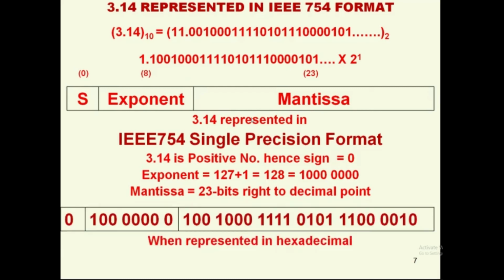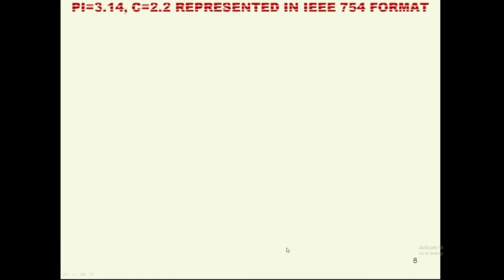When finally represented in hexadecimal, we can see 0100 0000 0100 1000 1111 0101 1100 0010. Okay, so 0100 is 4 and 0000 is 0, like this it goes on. So 3.14 binary equivalent is 11.0010, it goes on, and when it is converted to the IEEE 754 format in a simple way like this, so IEEE 754 single precision format of 3.14 in hexadecimal is 0x4048F5C2, etc. So this is how it goes on.